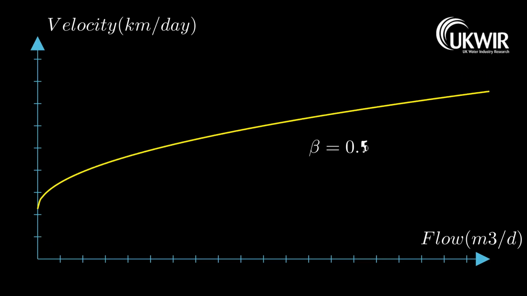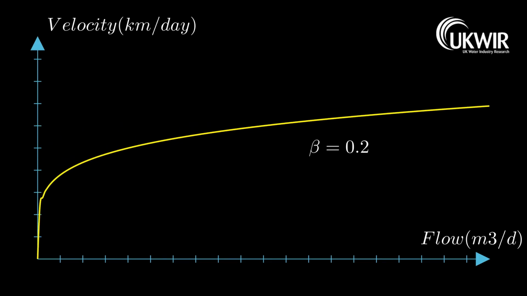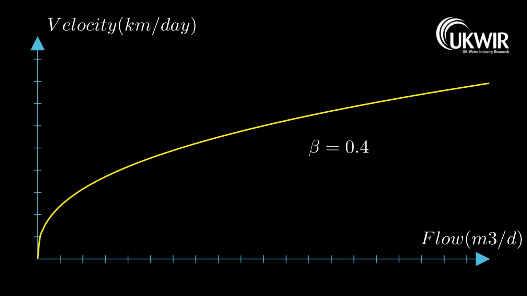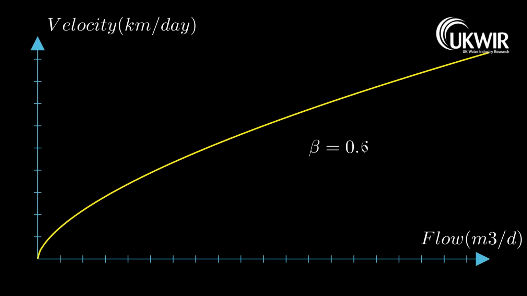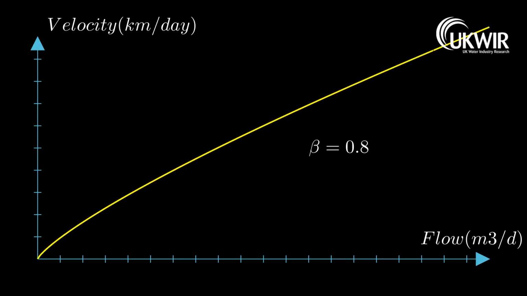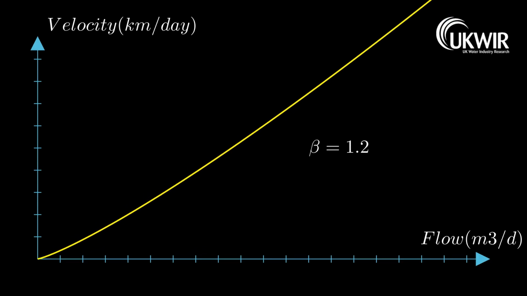So with different betas, we would get different shapes. As you can see, with a beta of 0, the velocity would be constant, whereas with smaller values of beta, we get a sharper increase that smoothes out the higher the value of beta. When beta approaches 1, the increase in flow velocity represents a straight line.